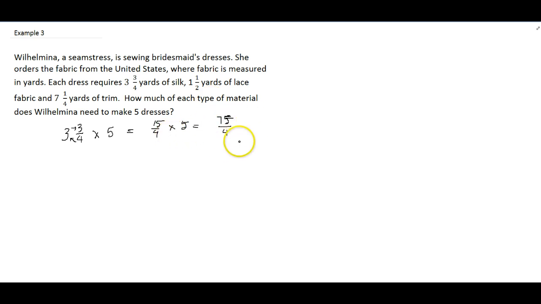Then we can convert this back into a mixed number. We take 4 into 7, it goes once, left with 3, and 4 goes into 35 8 times, which is 32. 8 times 4 is 32, and we subtract that and we get 3. So this is 18 yards as our whole number and 3/4. So she'll need 18 3/4 yards of silk.